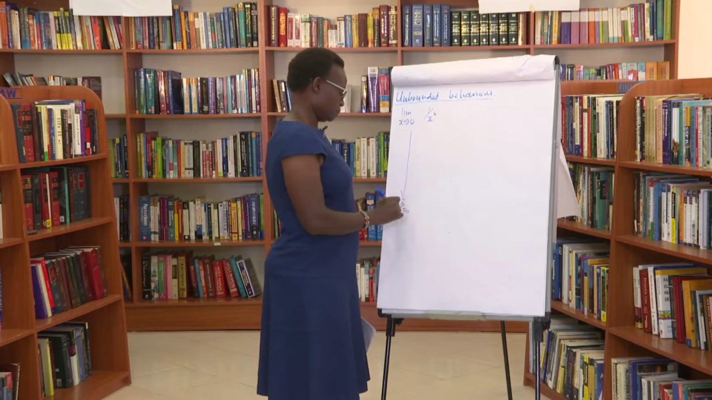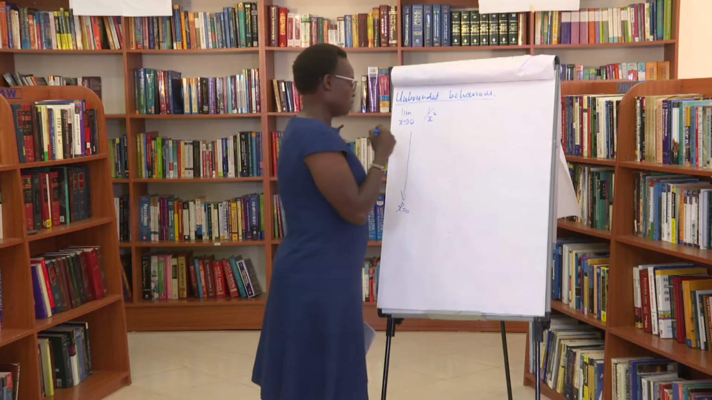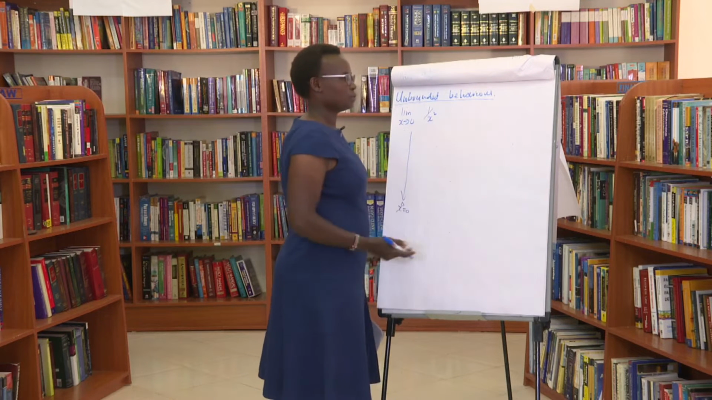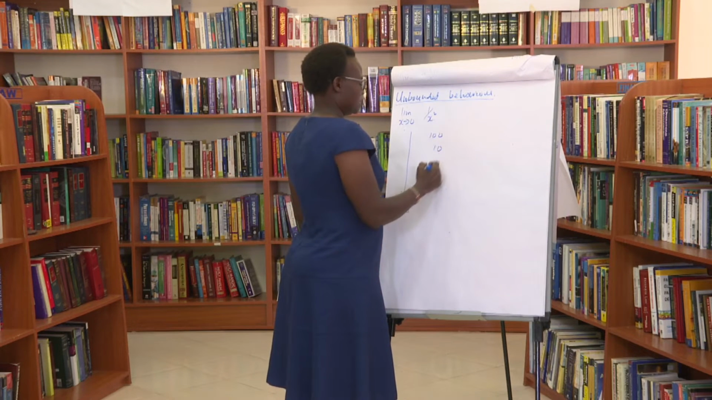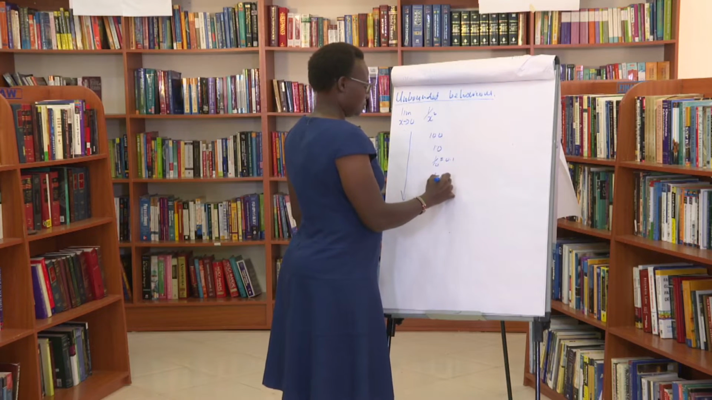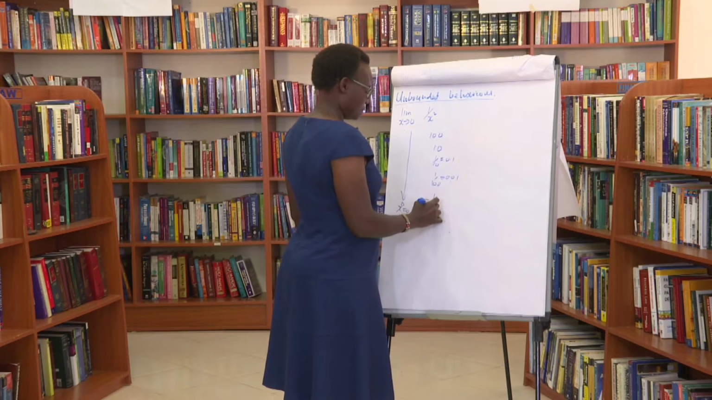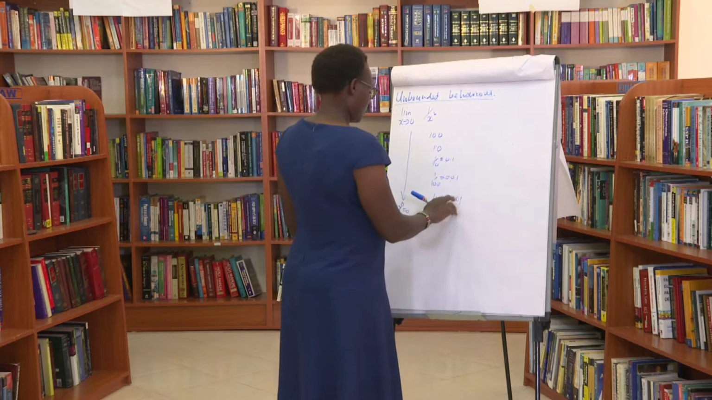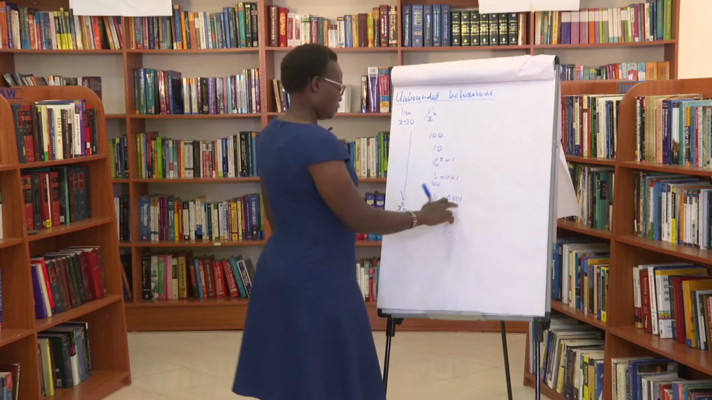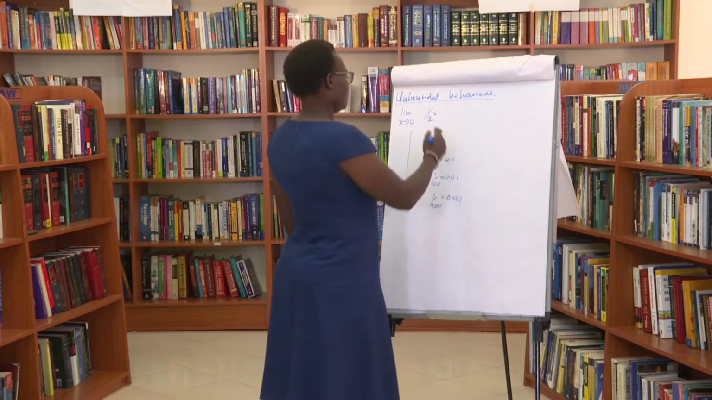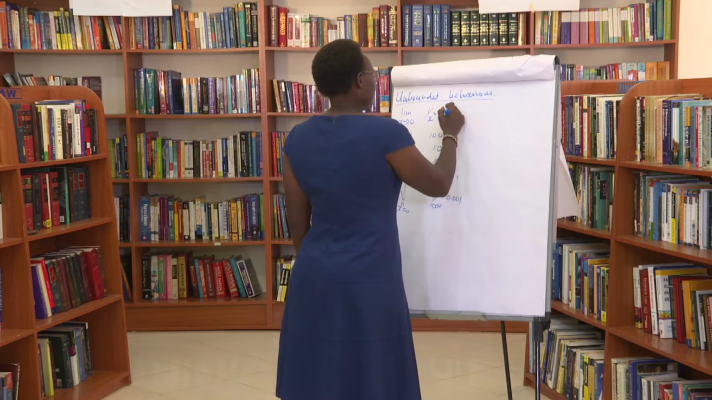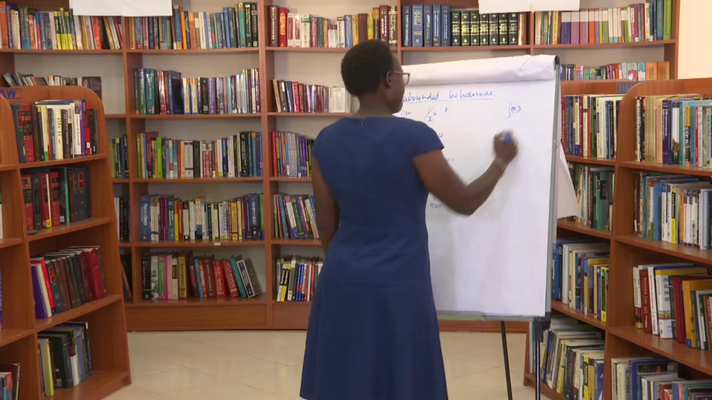So this x is tending towards 0. We pick values of x in multiples of 10. We can start with 100, and then we go to 10, and then to 1 over 10, which is 0.1. We go to 1 over 100, which is 0.01. We go to 1 over 1,000, which is 0.001, and so on. These are the values of x, and these are the values of f of x.